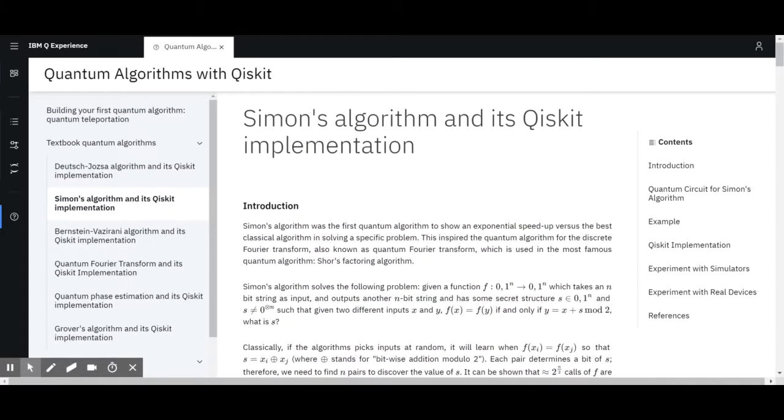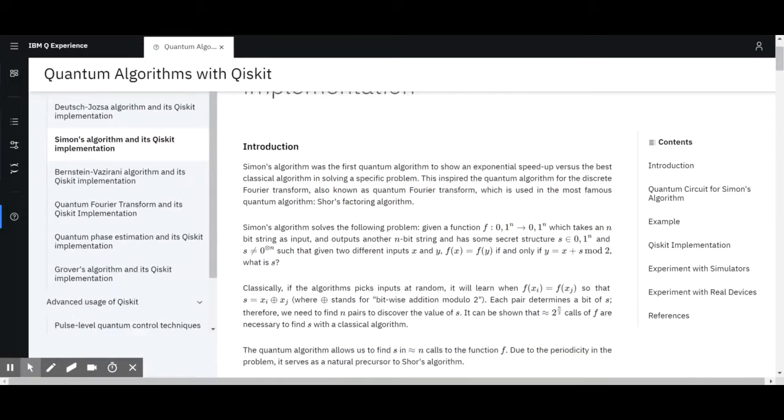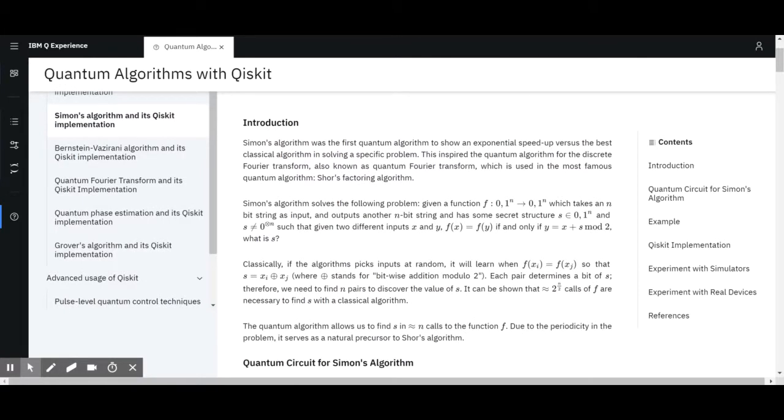Simon's algorithm was the first quantum algorithm to show an exponential speedup versus the best classical algorithm in solving a specific problem. It inspired the quantum version of the discrete Fourier transform. It's one of the things that then ended up inspiring Shor's factoring algorithm, which I think is going to be a difficult one to break down. But let's aim at doing that somewhere in the future.